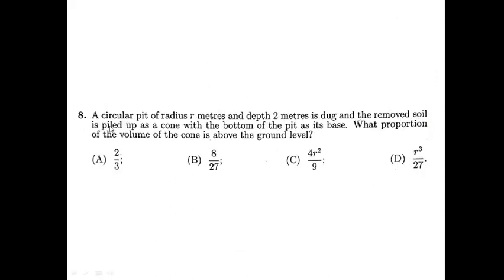Moving on. A circular pit of radius r meters and depth 2 meters is dug. This means a cylinder of radius r and depth 2 is dug, and the removed soil is piled up as a cone with the bottom of the pit as its base. So this volume is used to make a cone of the same base with radius r and some height h. We will find out what that height is. What proportion of the volume of the cone is above the ground level? So we have to calculate this.